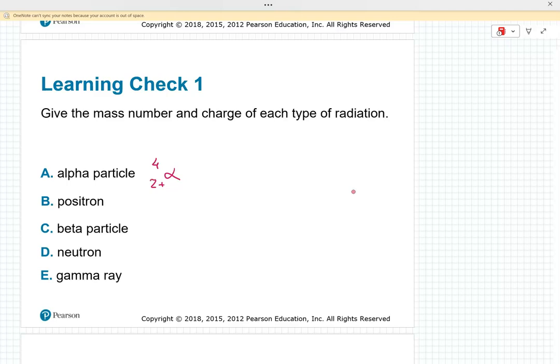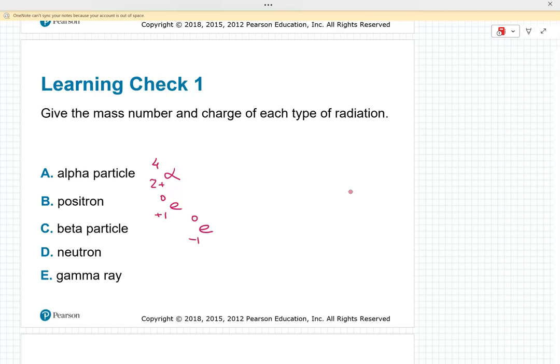Okay? What is the mass of a positron? 0. It's like an electron, mass-wise. What is the charge? +1. It's a positron, positive. Beta particle. It's an electron, right? What is the mass of an electron? We assume 0. Well, what is the charge of an electron? So again, we'll get there.